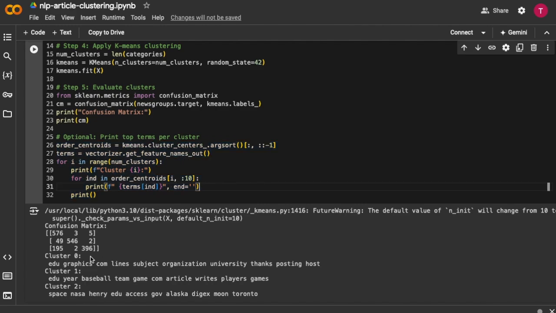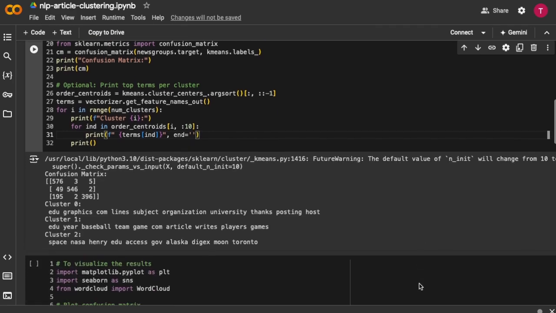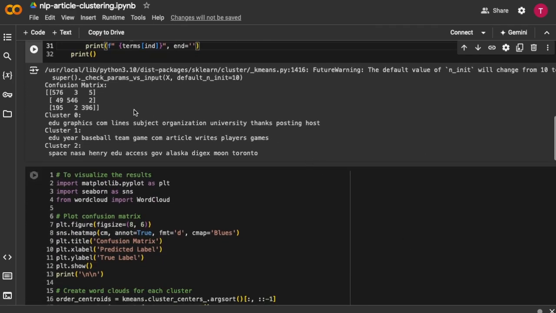So my algorithm gave me 3 clusters. The first one had the terms edu, graphics, com, lines. The next one edu, year, baseball, team. The next one space, NASA, Henry, and so on. So you can tell by looking at the words that we had some success in clustering if these are the top terms in those articles. But I want to look at this a little bit closer. So I created another cell to actually visualize these results.